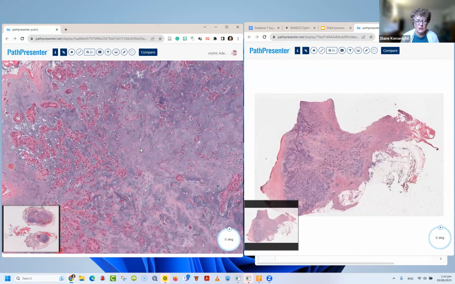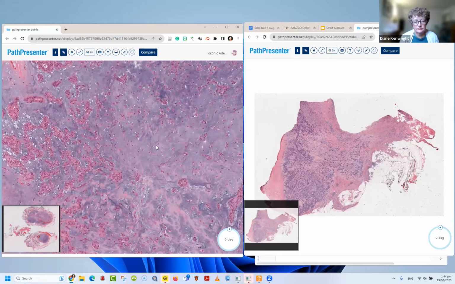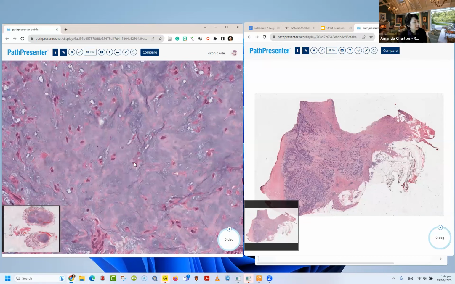So where does the matrix come from, Amanda? Well, I thought it would be these little fellows here who are making them. Yeah, it's secreted. Stromal cells. Yeah.